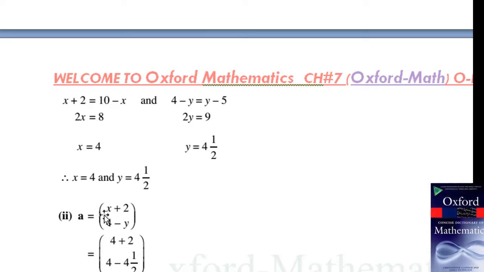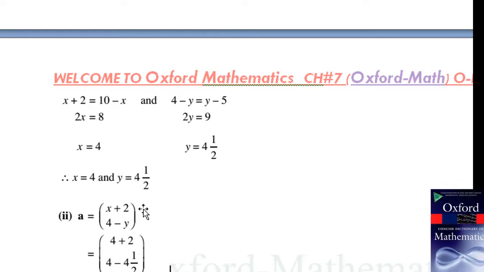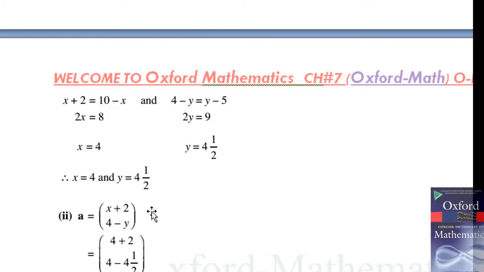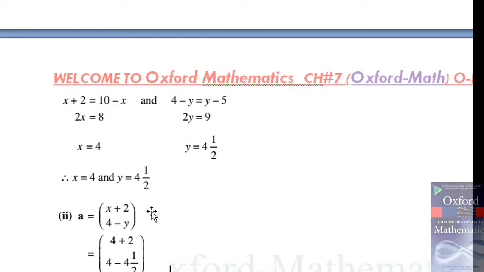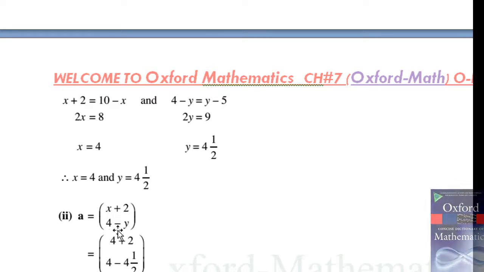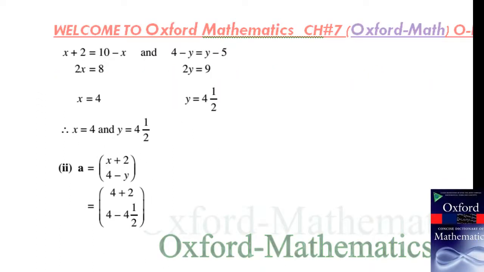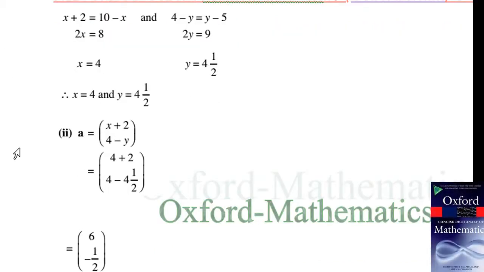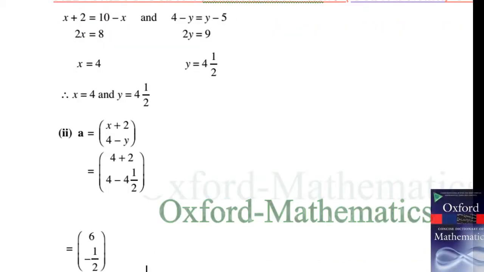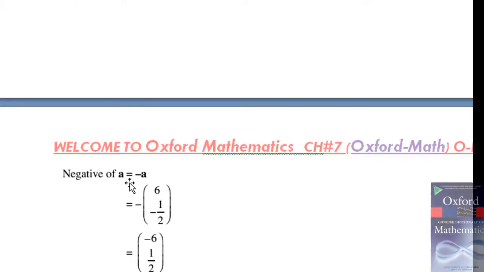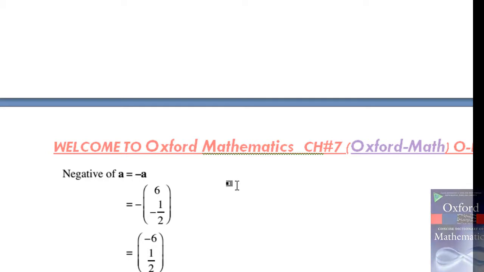The given vector a is x plus 2. Here we put the value of x, which is equal to 4. 4 plus 2, so the required number becomes 6. And 4 minus y, where y is 4 and a half. Now we can find it very easily with the help of LCM. So the answer is (6, minus 1 by 2). Now if a vector a is given, it becomes the negative of the vector.